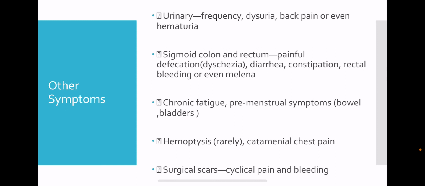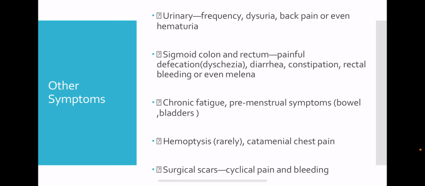The other symptoms are urinary frequency increased or decreased, dysuria, back pain, or even hematuria. Dysuria is painful urination. So you see, there is endometriosis deposited in the ureter or the urinary bladder. What happens? It is going to obstruct. When there is obstruction, the frequency of urination will be reduced. There will be painful urination, backache, and even hematuria.